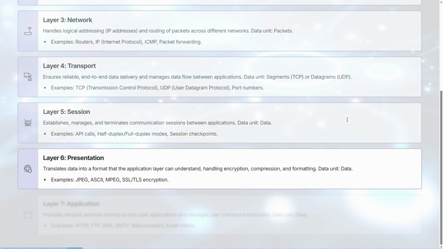And from this point forward, data is simply called data, all right? It is just data for everyone moving forward. Layer 6 is the presentation layer, and that refers to translating data into a format that the application layer, which is the next one, can understand. Basically, that just means we're taking that data and we're doing something with it to actually make it something that is visible or usable, whether that be compressing it or encrypting it or formatting it. So some examples here, you can see JPEG, MPEG, SSL or TLS encryption, right? If you are compressing it, formatting it, or encrypting it, that is the presentation layer.